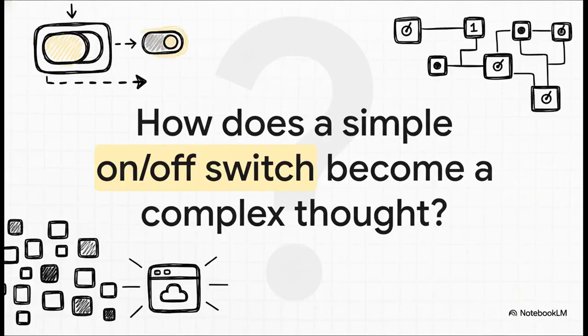See, at its very core, every single computer is just a giant collection of tiny switches. They can either be on or they can be off. That's it. So the huge question, the puzzle we're going to solve today, is how do we get from a simple on or off to the incredibly rich digital world we use every single day?